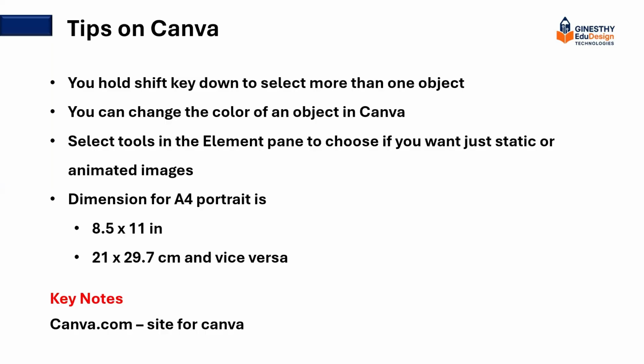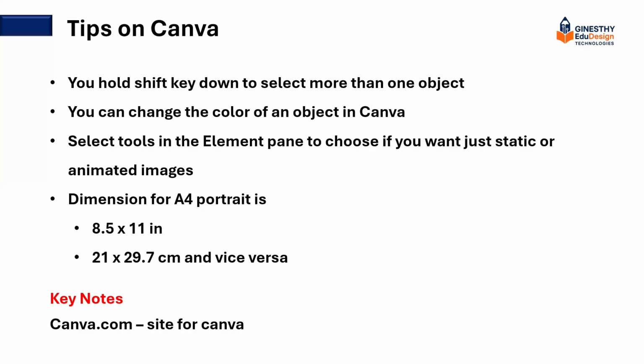And you can change the color of an object in Canva. I will show us what I mean by that once I get into the software. Okay, and then you can select tools in the elements pane to choose if you want just static or animated images. You know what I mean by animated images? That means images that are moving, that have animations on them.